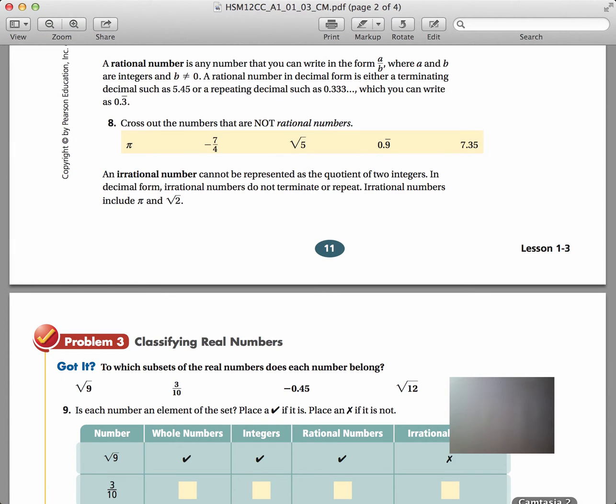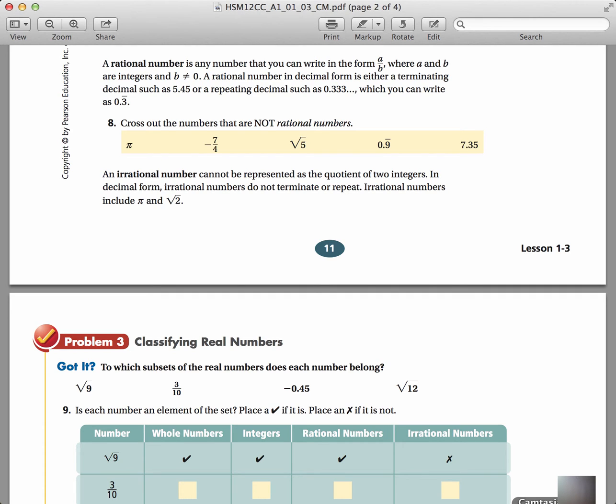Let's take a look now at rational numbers, and let's read what it says. A rational number is any number that you can write in the form of a over b, where a and b are integers. Now integers means there's no decimals on them, and b is not a 0. A rational number in decimal form is either a terminating decimal such as 5.45 or a repeating decimal such as 0.33333, which you can write as 0.3 extended.